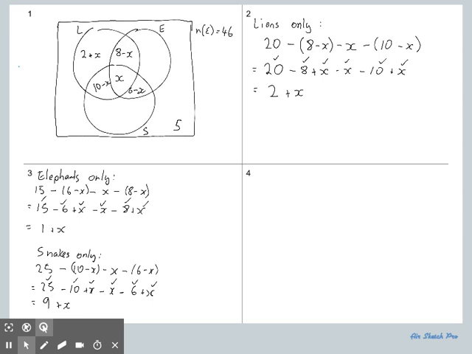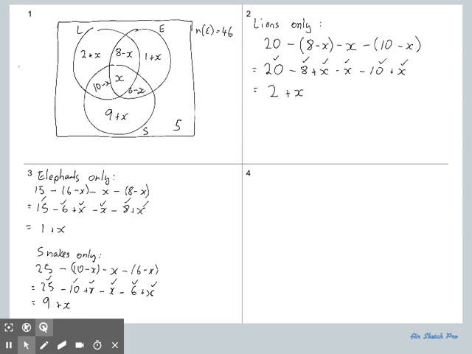Okay, so that means we can now fill in with 1 plus x here and 9 plus x here. Yay, we now have a completely filled in Venn diagram, not with numbers, but at least they've only got one unknown, which is x. So if we can work out what x is, we can actually write out the entire Venn diagram with numbers instead of variables.